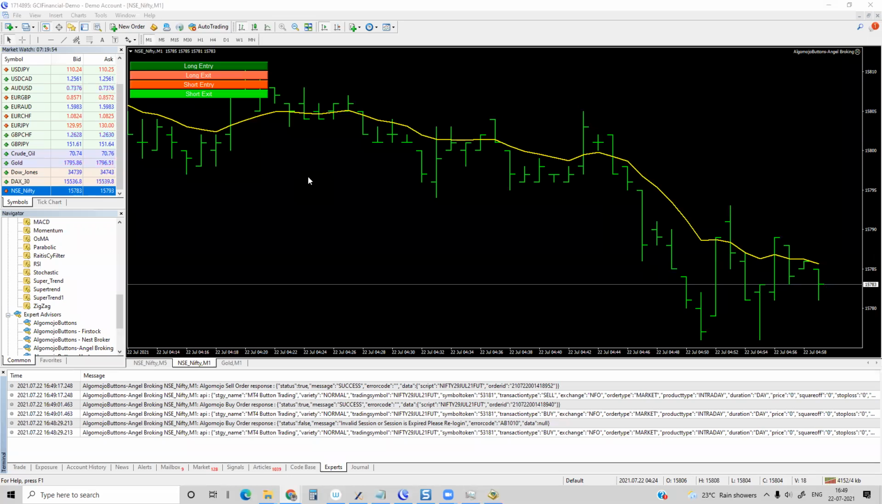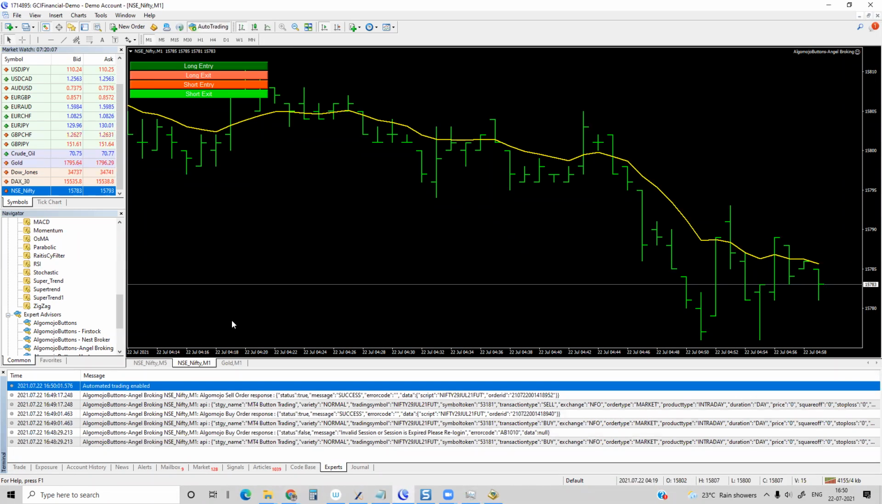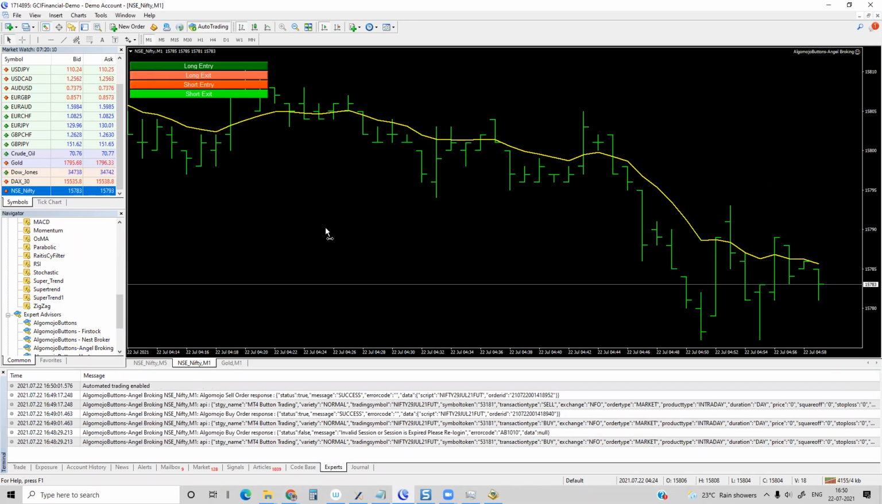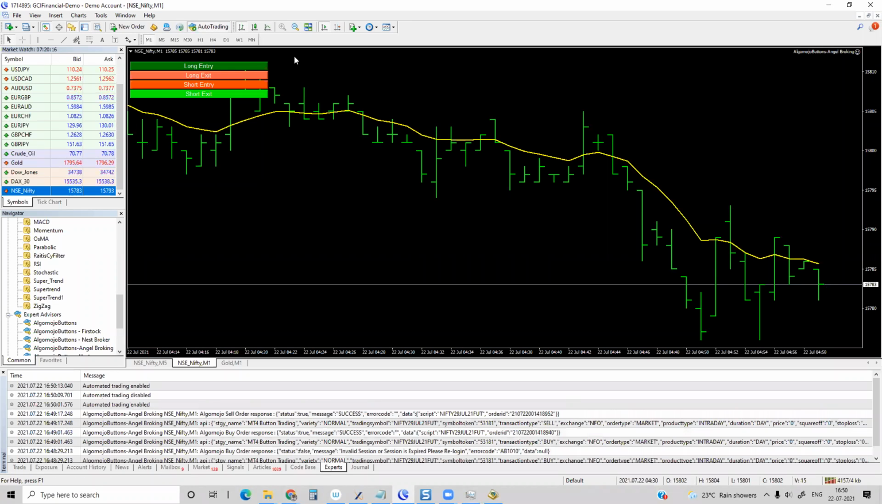Now, you might also ask, hey, I want to stop algo trading, I don't want to send any automation orders. Is there any one button to stop automated trading? There's a button you can see here. If it is green, then your algo trading is enabled, otherwise disabled. You can disable or enable it by pressing the auto trading button.